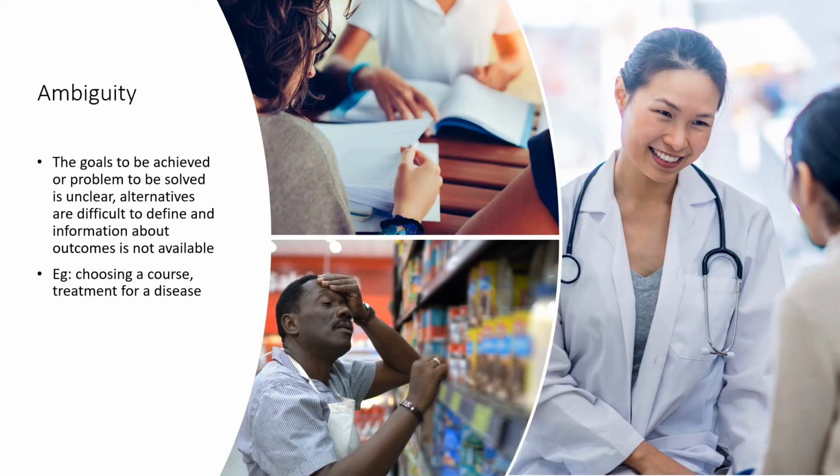Okay. The next one is ambiguity. The goals to be achieved or the problem to be solved is unclear. First, you are not very clear about the problem. What is actually the problem? When this happens, the alternatives are difficult to define. The alternatives are the options, solutions, or actions that you can take. And information about the outcomes is not available, so you cannot research anywhere. You don't have experience facing the problem or knowing what actions you need to take, and so on.